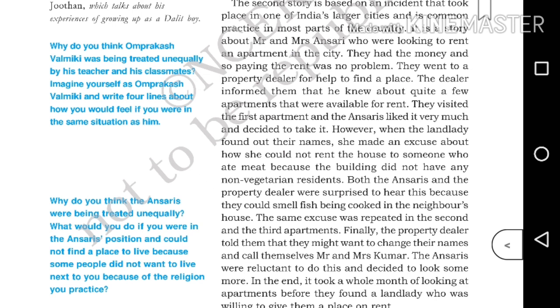So, this story is also indicating discrimination. A couple, Mr. and Mrs. Ansari, were searching for an apartment for rent. But with this name, they didn't get an apartment. Okay, so there is some problem with the names also, because with the name alone, people will understand which religion or caste they belong to. So, here also we are seeing discrimination. Because this couple belonged to a particular community, they were not allowed to get an apartment for rent. This is because the dealer asked them to change the name to Mr. and Mrs. Kumar.